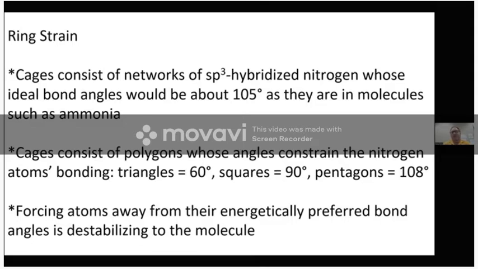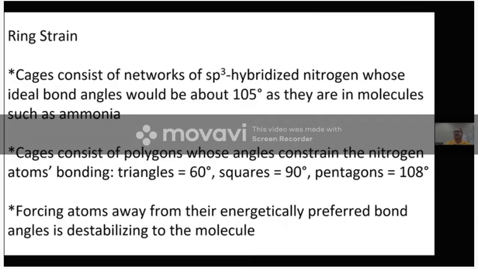If we compare that to the basic geometry of polygons, triangles have angles of 60 degrees, obviously squares 90, pentagons 108, very close to nitrogen's ideal. So you'd expect a pentagon-rich environment to be very stabilizing to a complex nitrogen system. If you force atoms away from their preferred bond angles, there's an energetic price to be paid for that in the stability of the molecule.